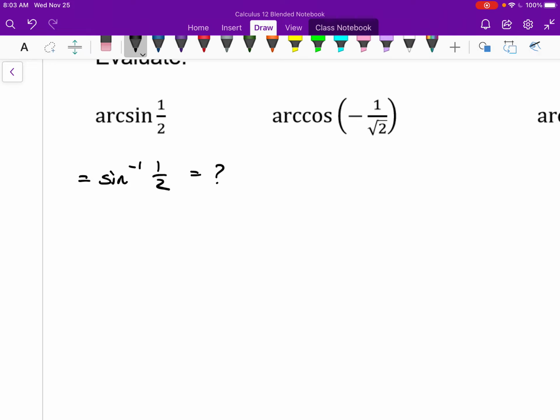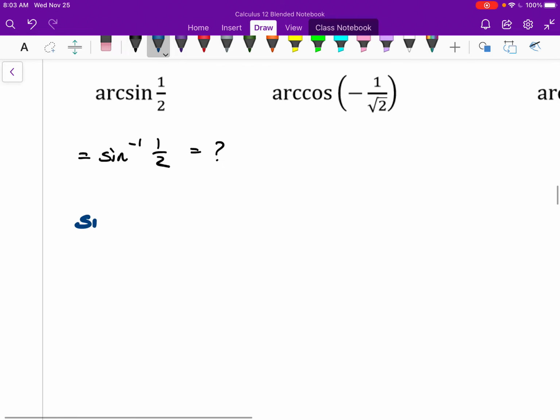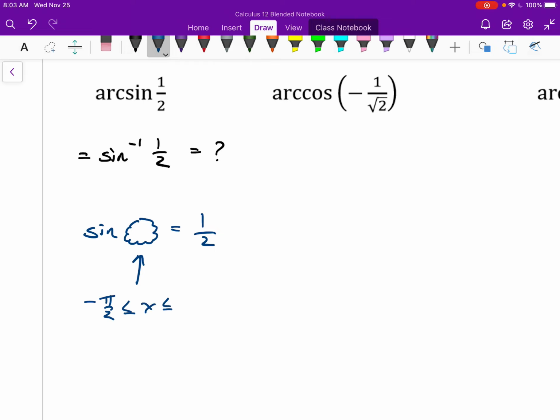So what does that equal? Well, let's think about what it means. I want to think about sine of something equals 1/2. But that something has to be within that restriction from negative pi over 2 to pi over 2. If we don't have that restriction, you may recall there's actually an infinite number of correct answers here. There's countless places where the sine wave equals 1/2. But again, we're only looking from negative pi over 2 to pi over 2.